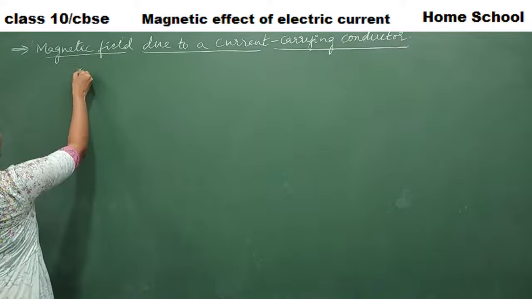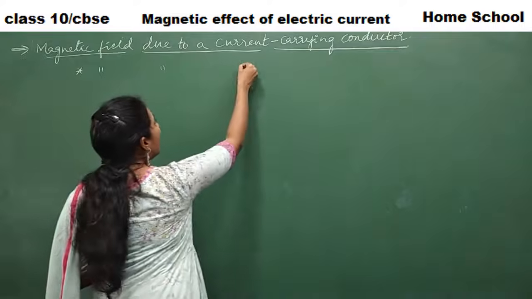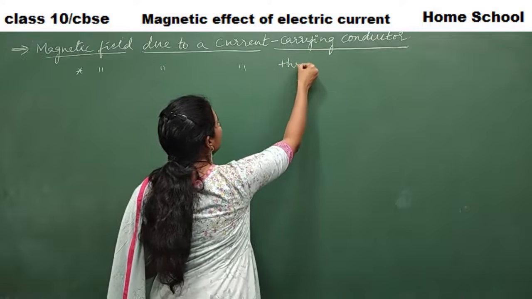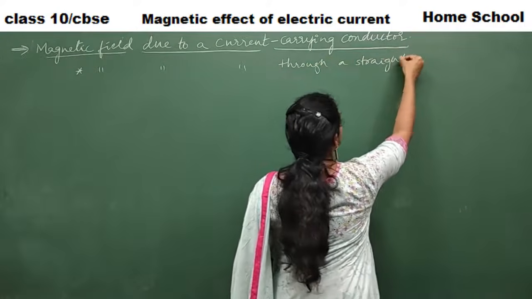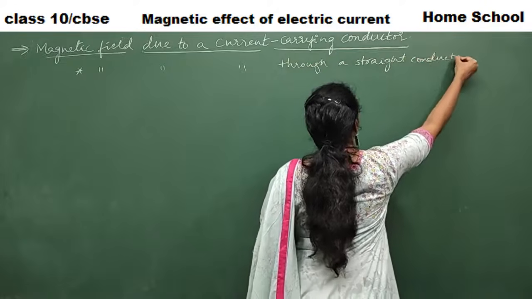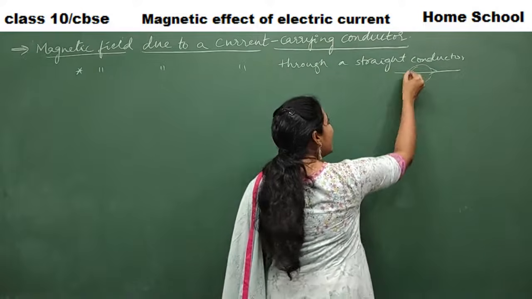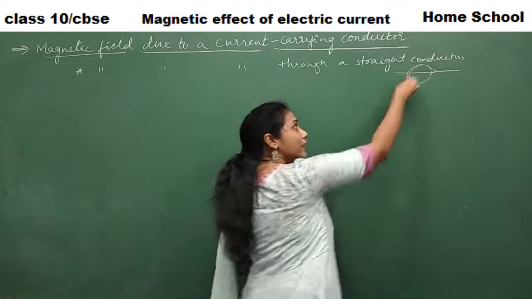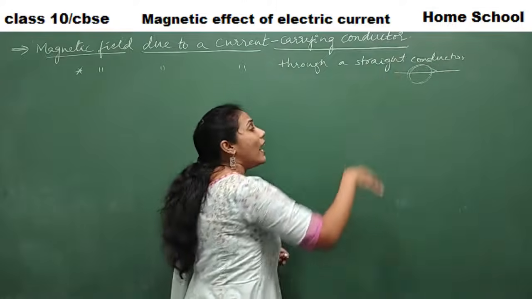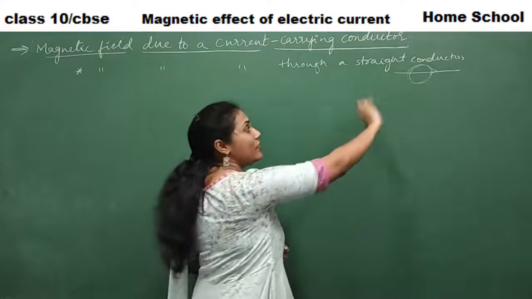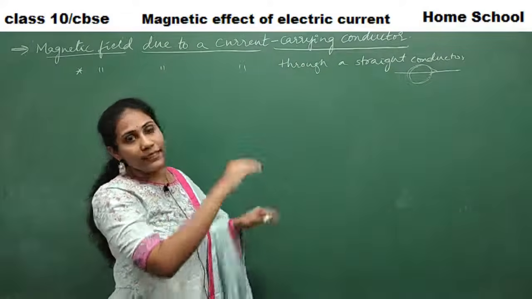Here we are going to study three subtopics. The first one is magnetic field due to a current through a straight conductor. If a conductor is a straight wire, whenever current is passing, how is a magnetic field created in that particular area? How does the magnetic field look, and what is its direction? How does the direction change? We will study everything. So this is our first subtopic that we are covering today in this video.